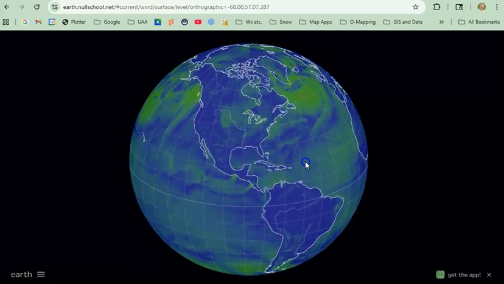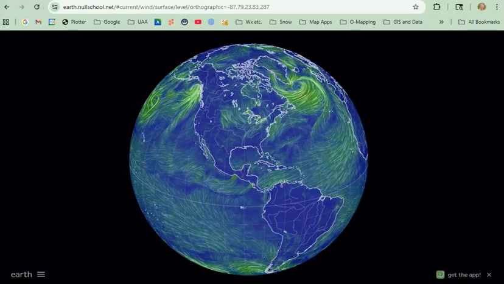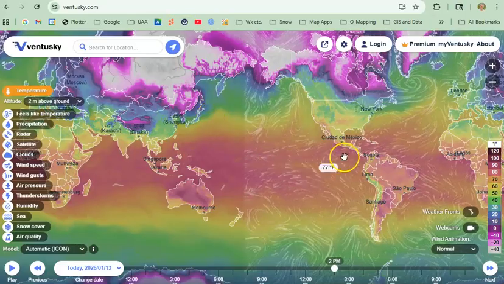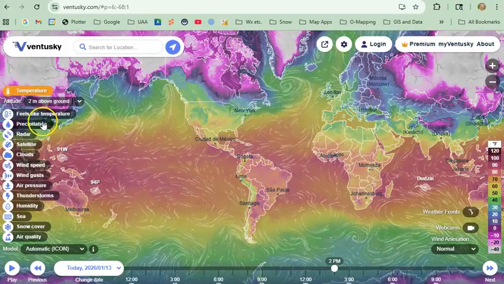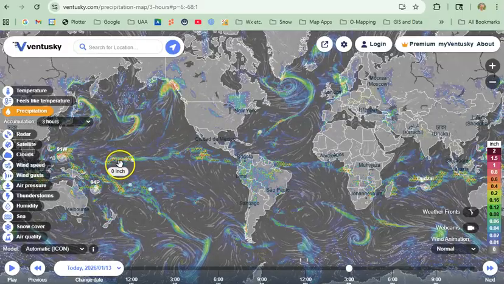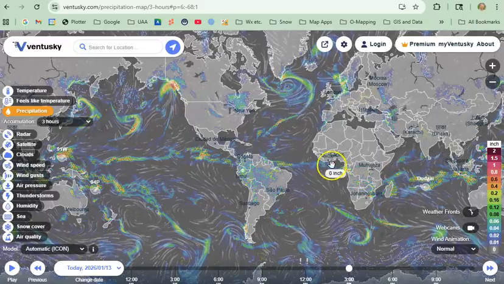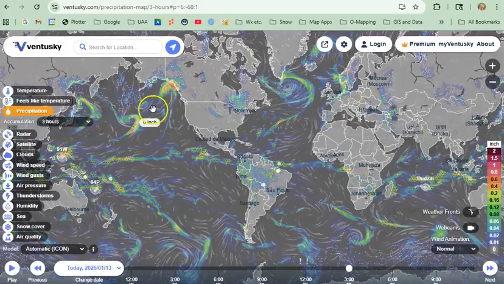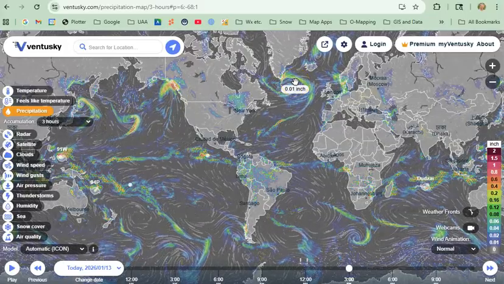Now I'm going to switch from Earth null school here, which I encourage you to explore a bit, and I am going to move instead to Ventus sky, which is another one of these. It shows the same basic thing here. We can see the wind being modeled. This one, though, we can add a precipitation layer on, and you can see that the precipitation is formed right along those low pressure areas in the intertropical convergence zone. And then here are the subpolar lows with precipitation shown in yellow and red in these areas as well.